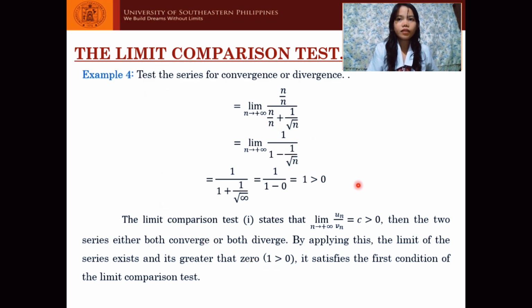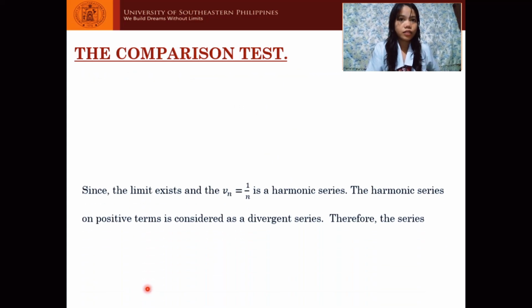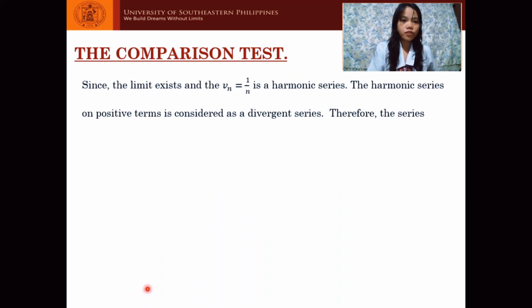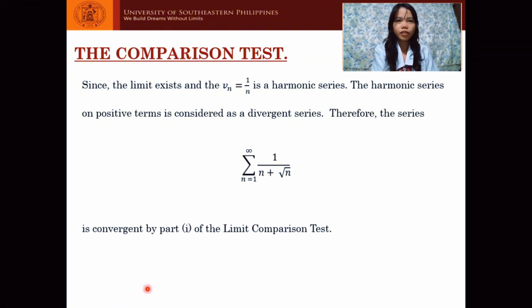Now, since the limit exists and v sub n equals 1 over n is a harmonic series, and the harmonic series of positive terms is a divergent series, therefore the series, the summation of 1 over n plus the square root of n, from 1 to positive infinity, is also divergent by the first condition of the limit comparison test.